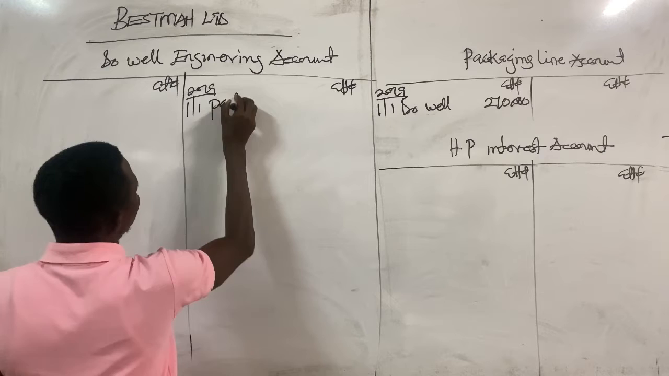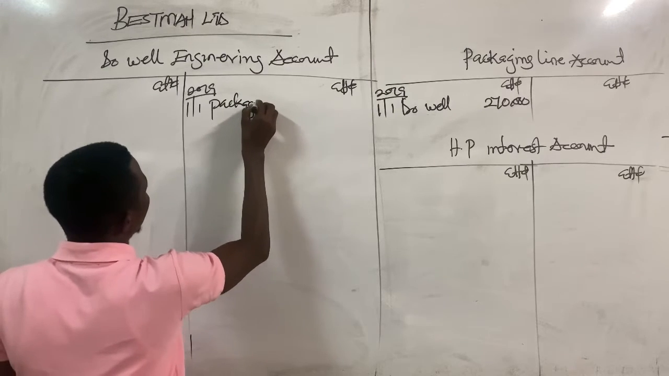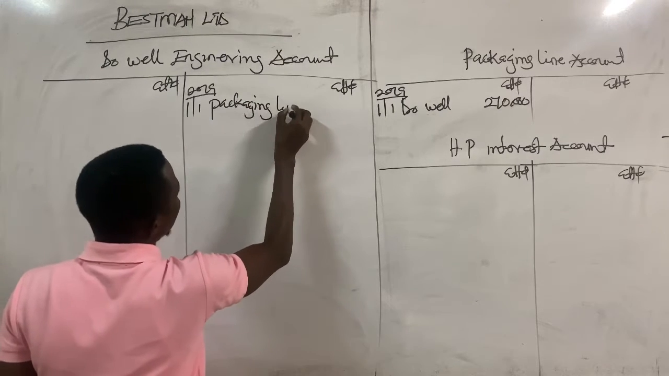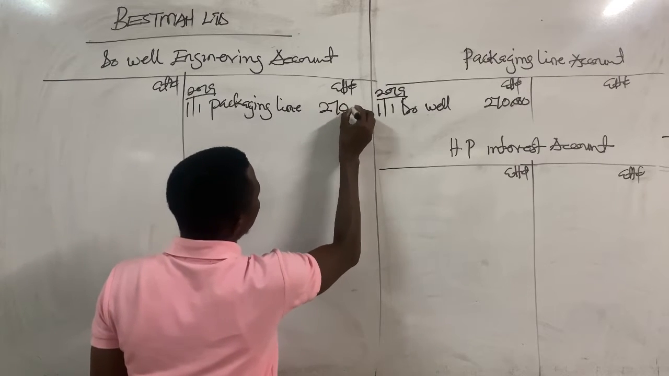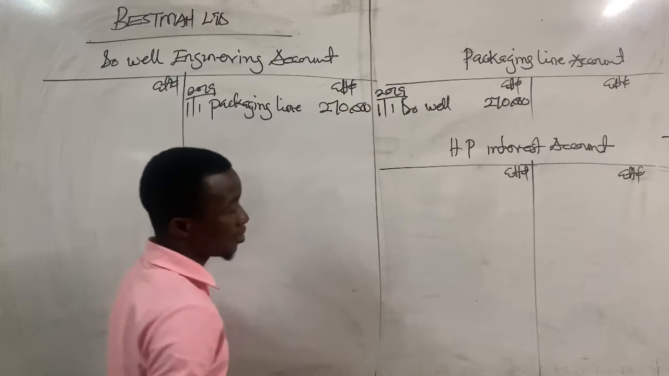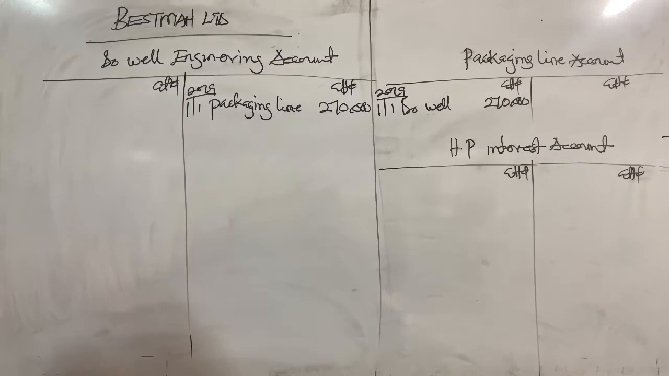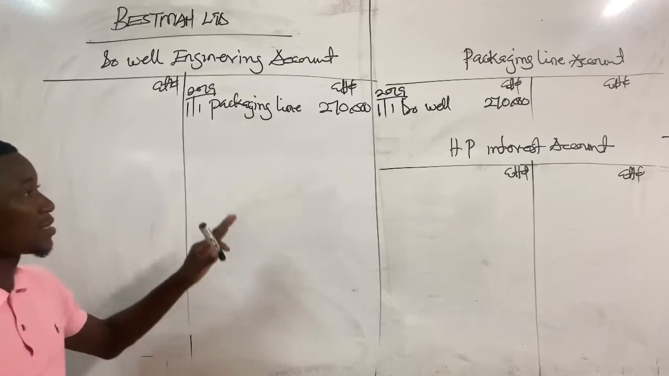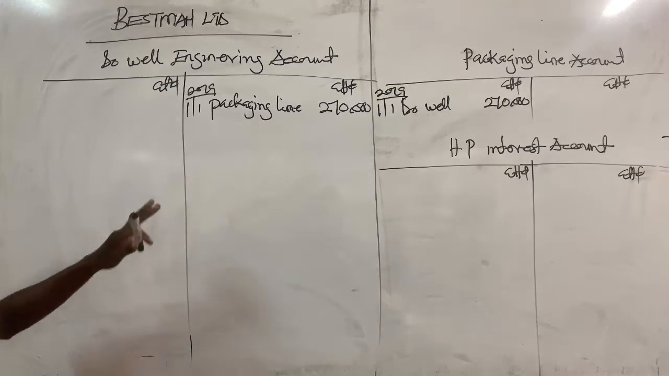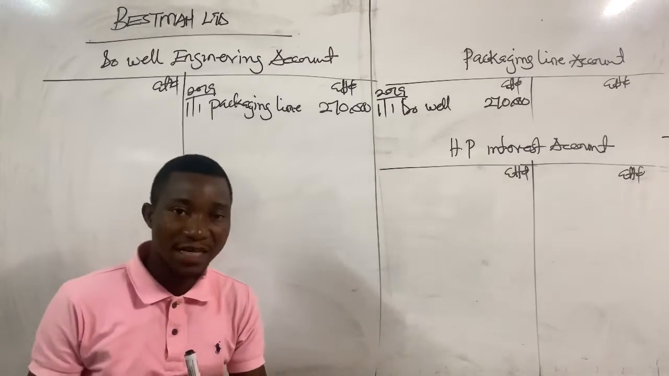So 1st January, that is packaging line, the asset. Okay, the amount is 270,000 Ghana cedis. Okay, so we are done with the first double entry principle. The next thing we have to consider here is the initial deposit.